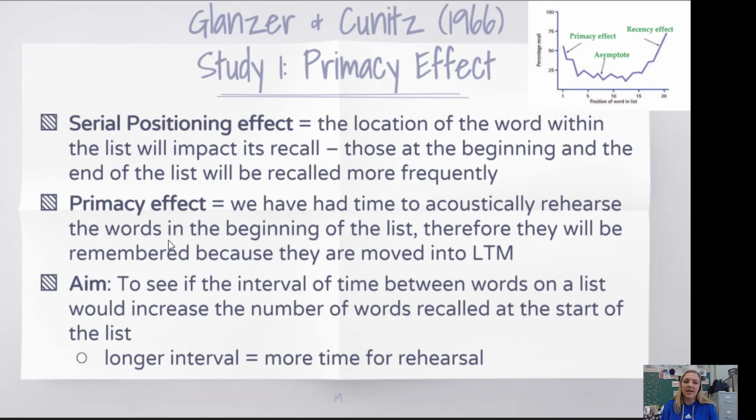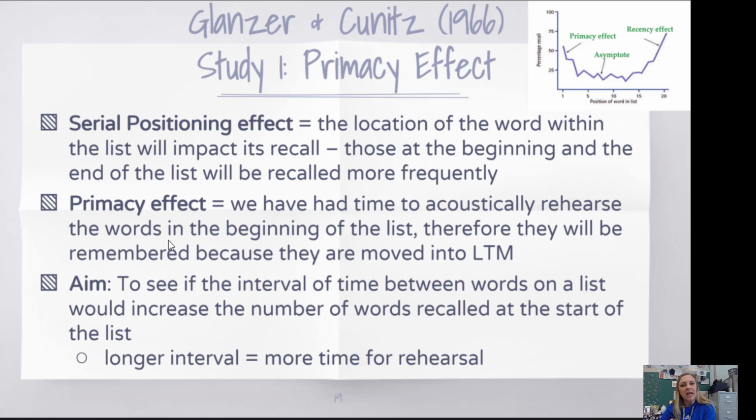The next study we're going to look at is Glanzer and Cunitz. And Glanzer and Cunitz actually have two different studies we're going to look at. Both of these studies are dealing with the serial positioning effect. Serial positioning effect tells us that we will remember the words at the beginning of a list and the words at the end of a list. We tend to forget the ones that are in the middle. The serial positioning effect is made up of two different ideas, the primacy effect and the recency effect. And each of Glanzer and Cunitz's studies focus on one of these effects.